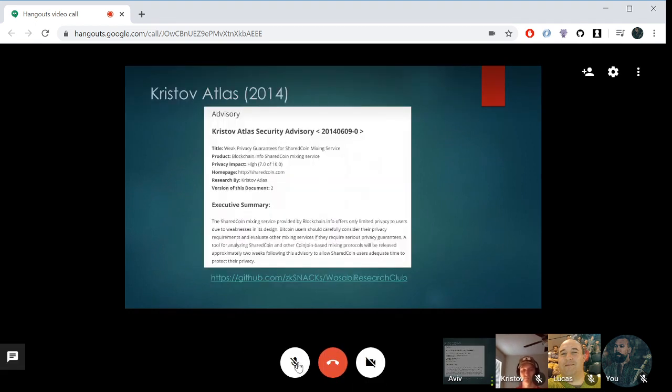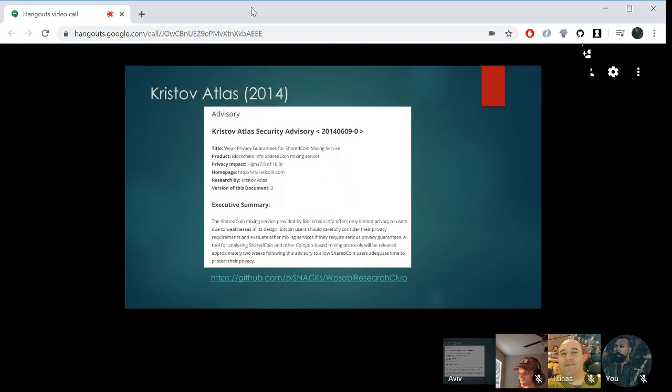It's not fair to call this a paper as much as it is a weakness that was discovered in 2014 and then published to alert the community about the concerns with a particular implementation of CoinJoin. We're joined by Christoph Atlas, who will answer questions and correct anything that I've said incorrectly about his work.